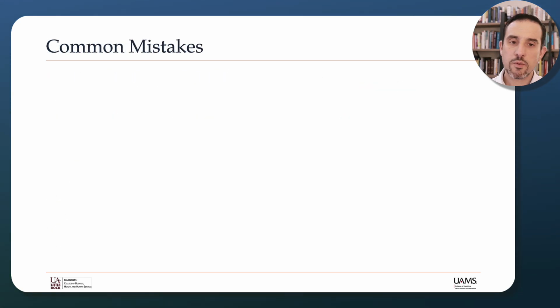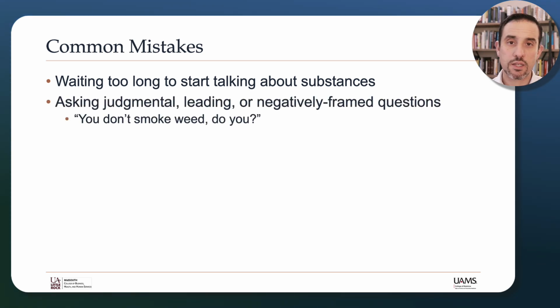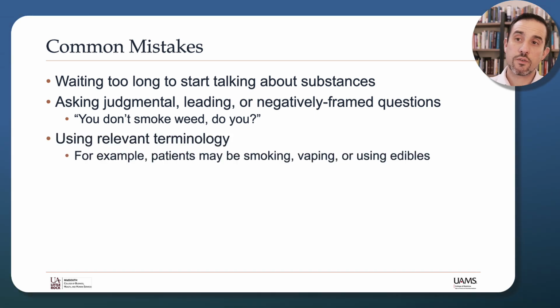So some common mistakes around this ACT model: waiting too long to start talking about it in the first place. Again, don't hold it back so that you then have to fight against an existing inaccurate narrative. Second, asking judgmental, leading, or negatively framed questions like, "You don't smoke weed, do you?" Very easy then for them to just say, no, of course not, and move on, even if actually they are using THC products.